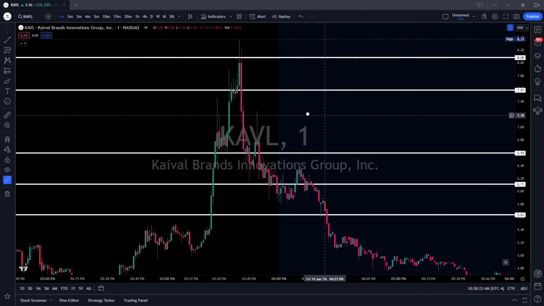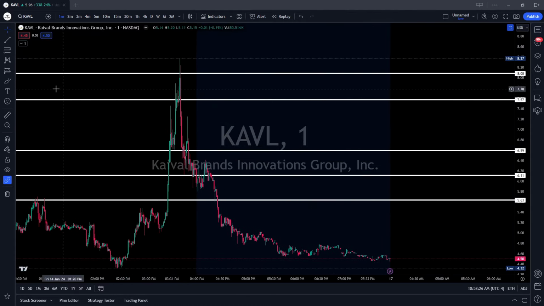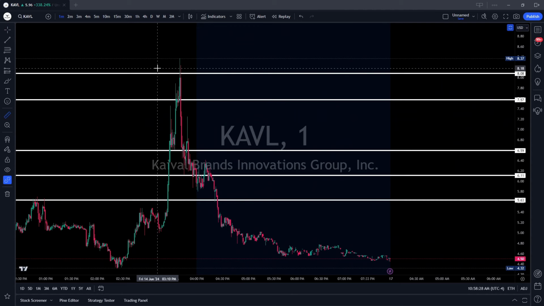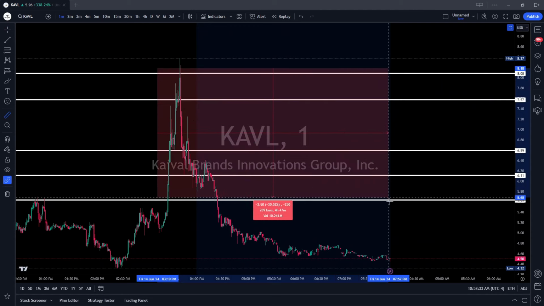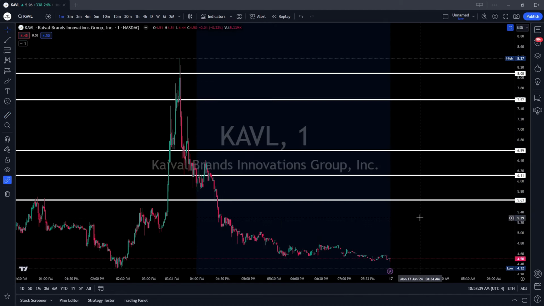Because if you were to get into this position, let me zoom out here. If you were to get in up here because it looked like it was popping and was going to break out over that level, this is a false break. This is something we're looking to avoid. You're down 44% on your position, right? Nobody wants to be down 44% on their position.